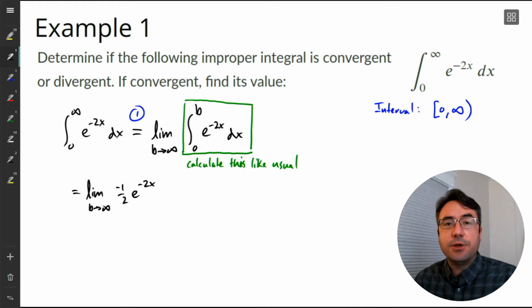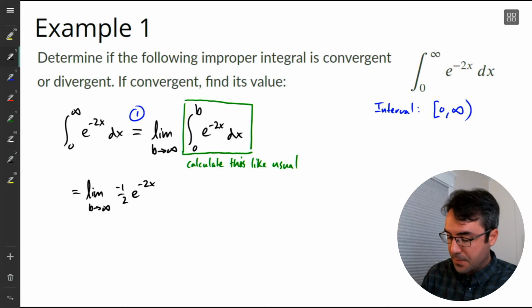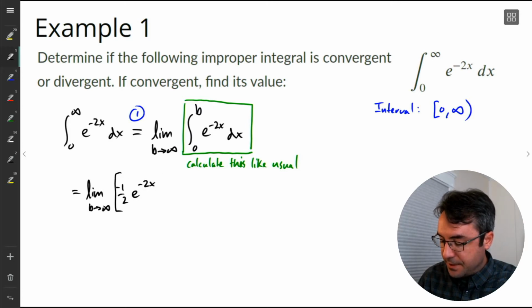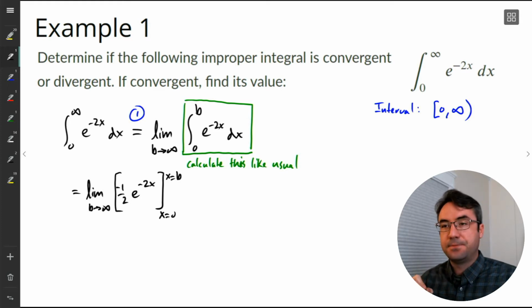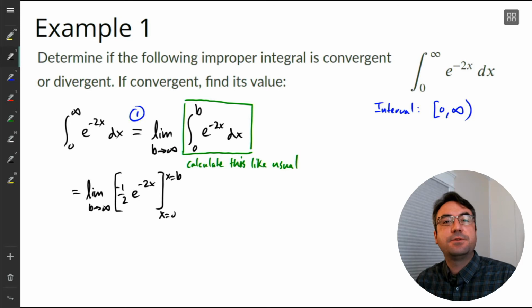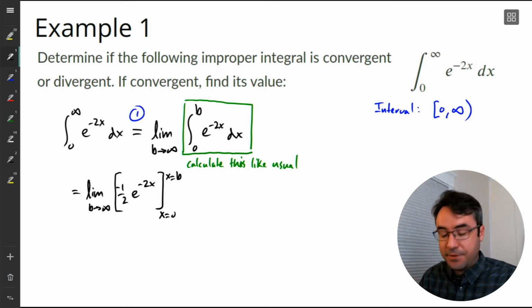If you don't remember that, you could do a u substitution where you let u equal negative 2x. All right, so that's our antiderivative. And then we need to evaluate this from x equals 0 to x equals b. So we found our antiderivative just like normal, and we're going to evaluate it just like we normally would with a definite integral.